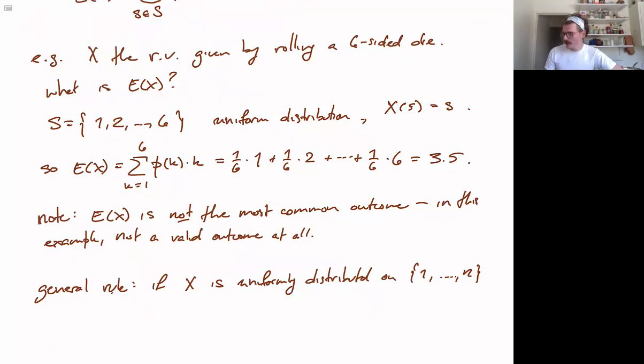So if X is uniformly distributed on the numbers 1 through n, then the expectation of X, or the expected value, you can basically see from the definition, with a little bit of rewriting, is just going to be the average, 1 through n over n, which is (n plus 1) over 2.